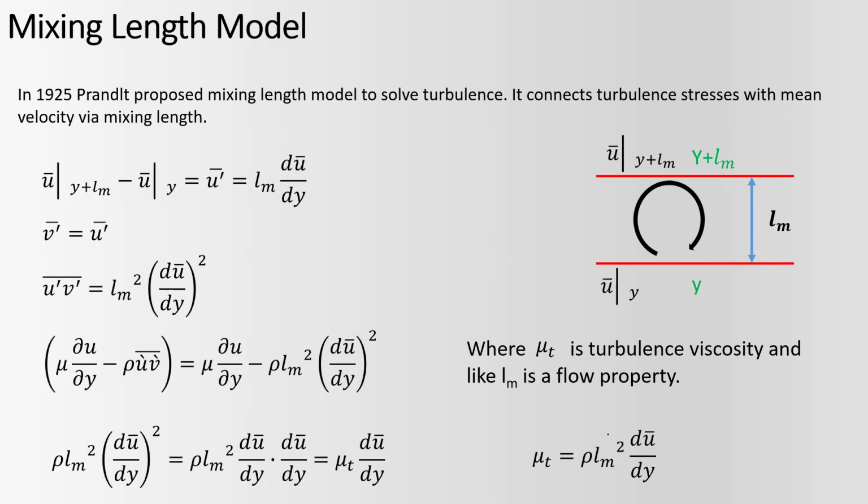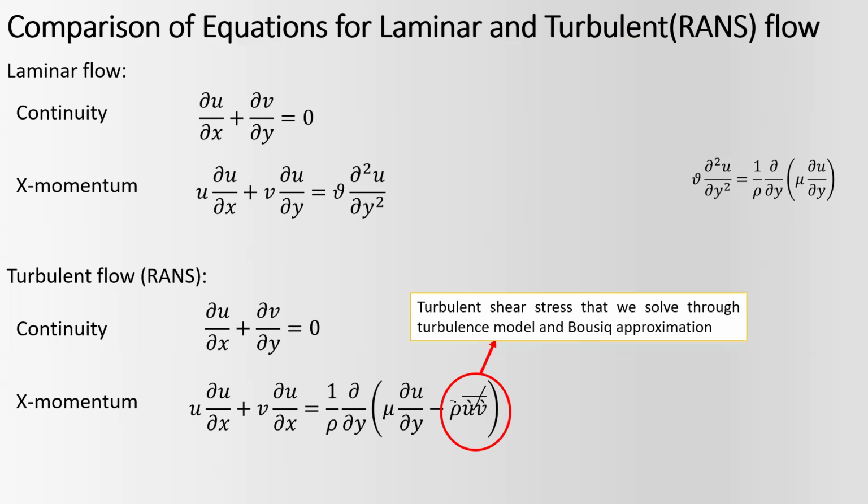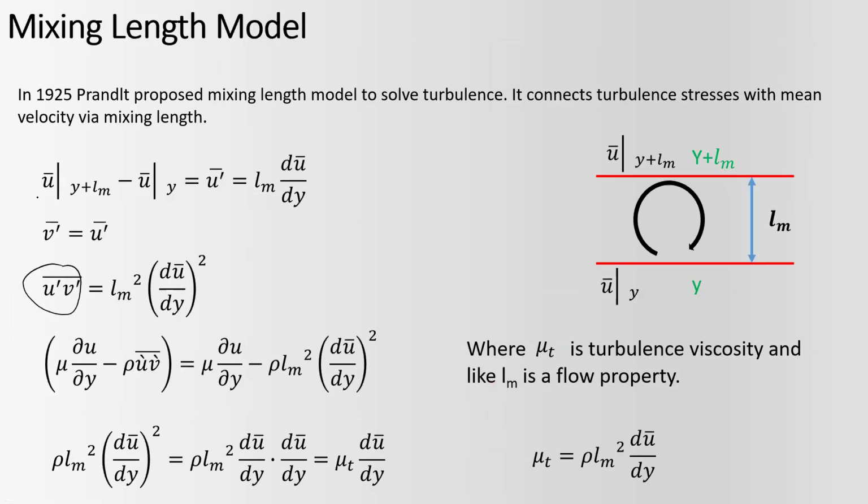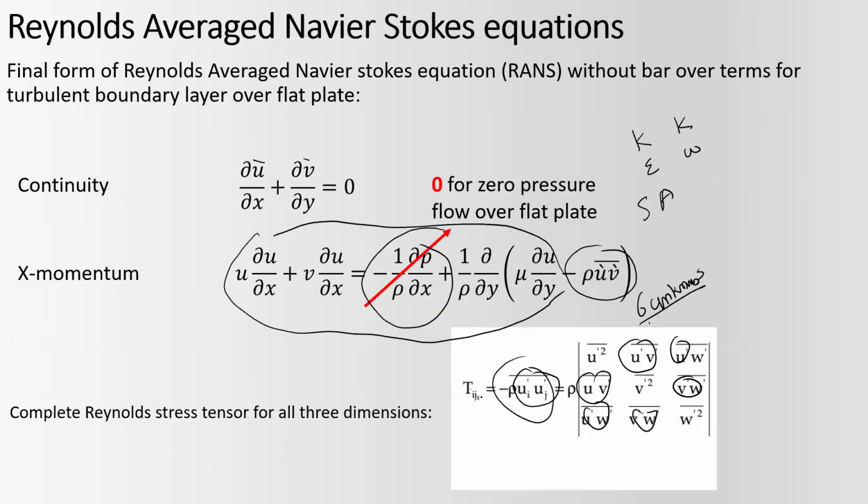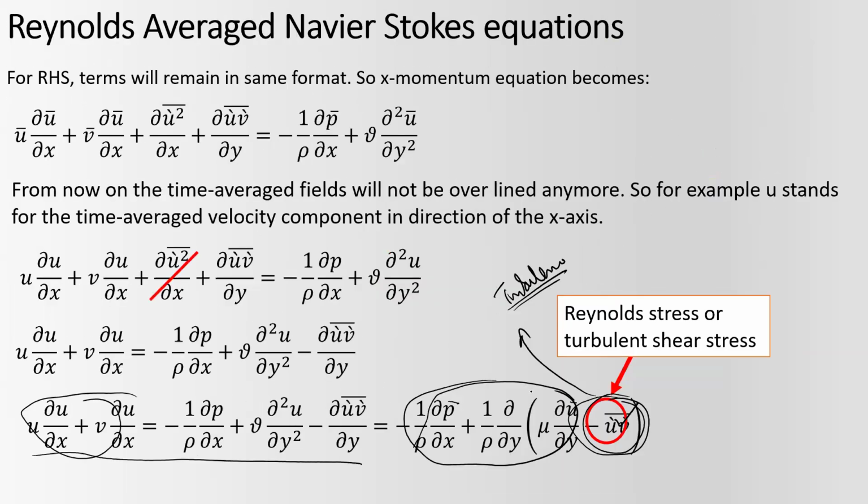So they are saying that we can find this pressure-like term, the same term which is given here without the density. So this is the u bar. At a different location, this is a value at y plus lm minus u bar. This is equal to u bar, u dash whole bar. This is equal to the mixing length times du by dy. So this is the same as this term.